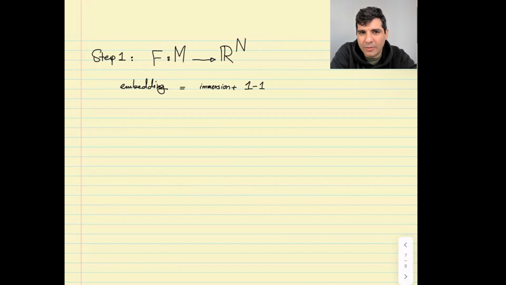f would be a homeomorphism from M to its image. Great. So in particular, f should be injective. It should be an immersion and injective. So I should construct a smooth map f from M to R^n that is an immersion and injective. Let's first focus on the injective part.